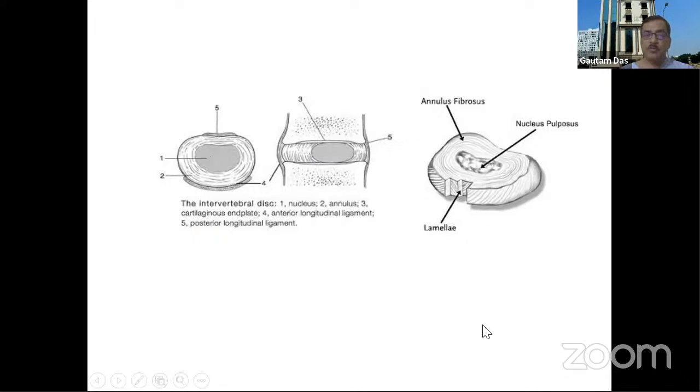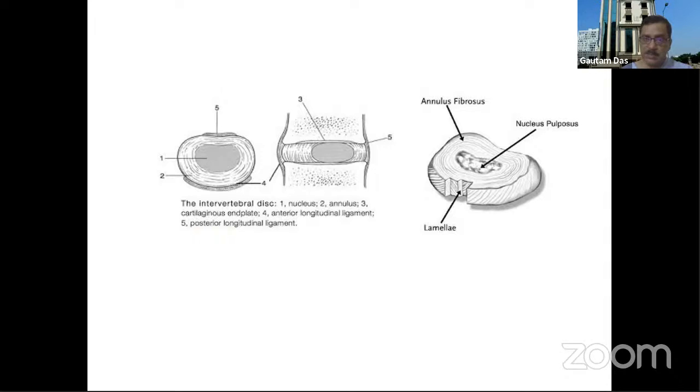So what is the important function of the nucleus pulposus? It gives the pliability, meaning the spine is moving. Why? Because the spine is made up of small pieces of bone, and in between there are discs. So this pliability or flexibility of the spine is because of the nucleus pulposus.